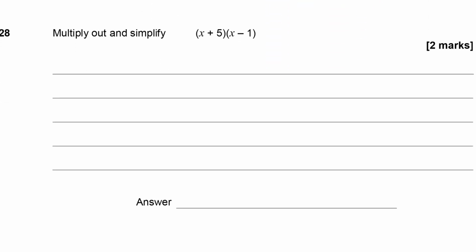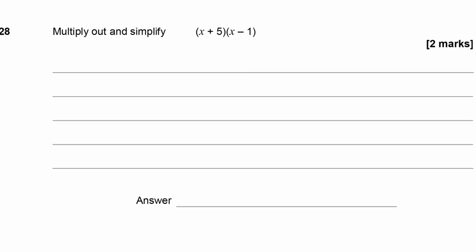Okay, and 28, multiply out and simplify x plus 5 times x minus 1. Now there are different ways of doing this. Some people do it using FOIL, first, outside, inside, last. Some people remember it as 2 eyebrows, a nose, and a mouth. You can also do it by a kind of grid method, which is what I'm going to do here.